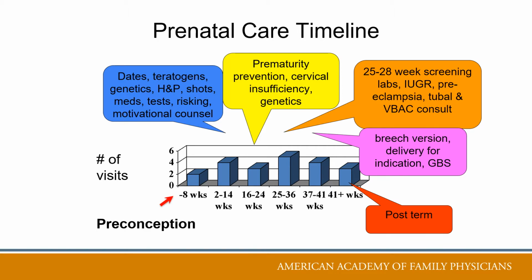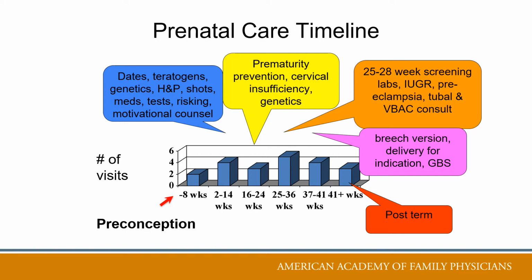In the early course of the pregnancy, before 14 weeks gestation or in the first trimester, we think about dates, teratogens, genetics, vaccinations, medications. We want to counsel about risk-taking, do some motivational counseling to help change behaviors where needed. We want to think in the 16 to 24 week mark about prematurity prevention, cervical insufficiency, and genetic screening for those patients who desire it.